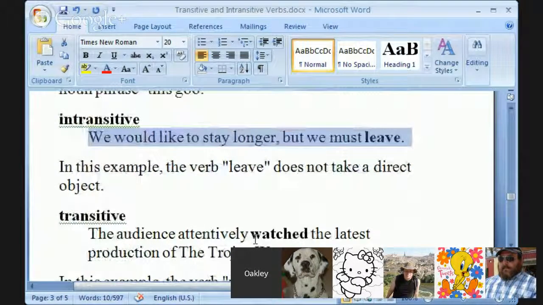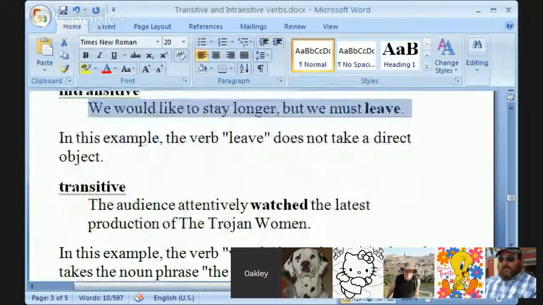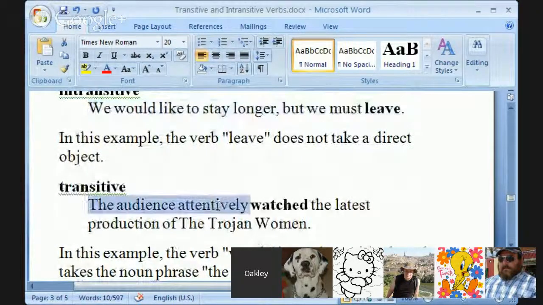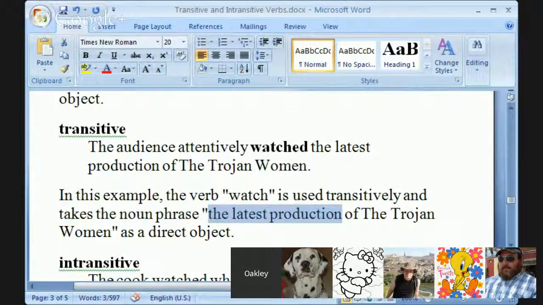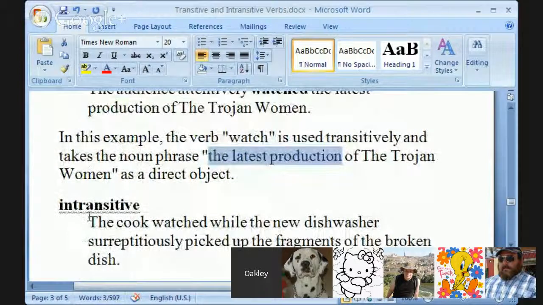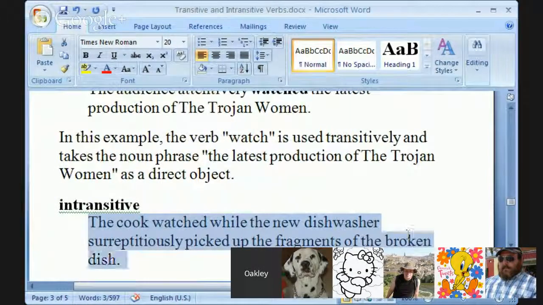Okay. Watched. I think, Heidi, you brought this up earlier. The audience attentively watched the latest production of The Trojan Women. Okay. The latest production. All right. It's your direct object. Okay. Check out this example. The cook watched while the new dishwasher surreptitiously picked up the fragments of the broken dish.